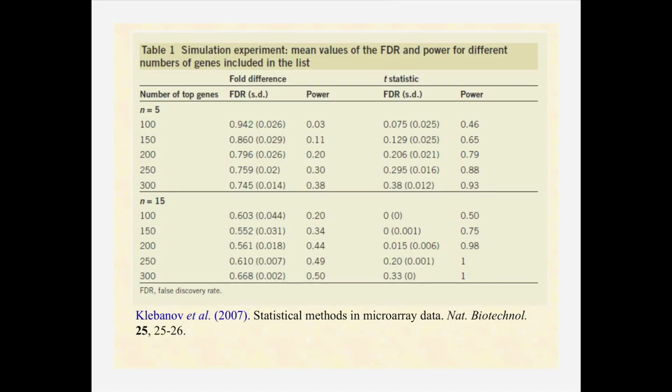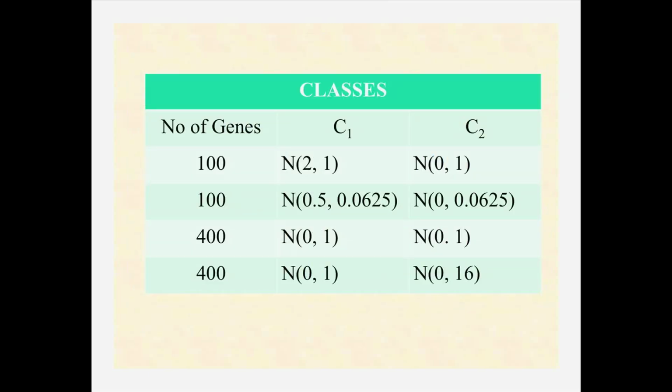And this is what Klebanov et al. did. I'll come back to that slide. So what they did was to generate 800 genes. First of all, these genes are null genes, not doing anything. This lot here, you can see they're going to cause problems in the sense that this variance here is so much greater than that. So they're going to get a lot of false positives if they use fold change.